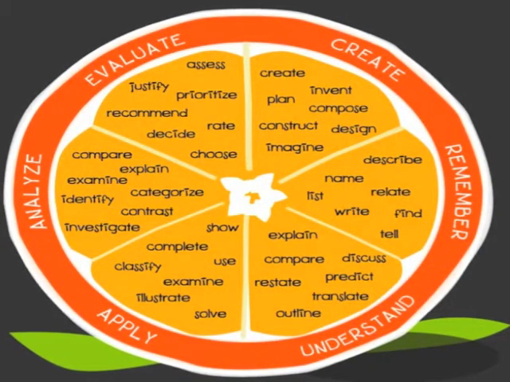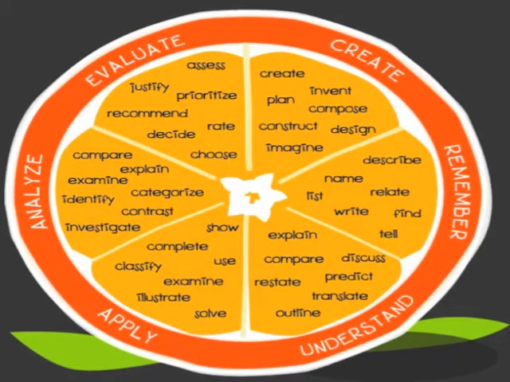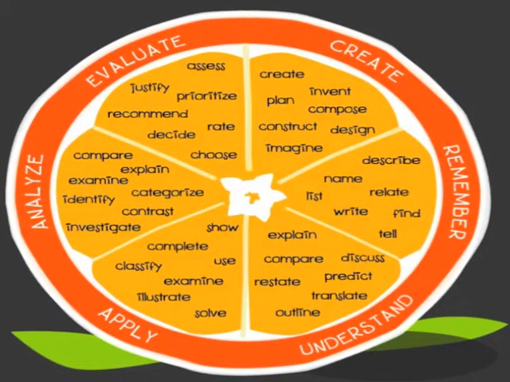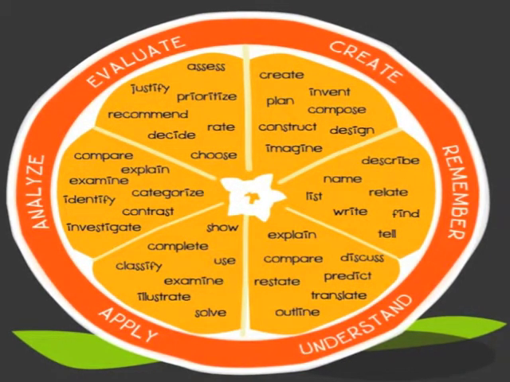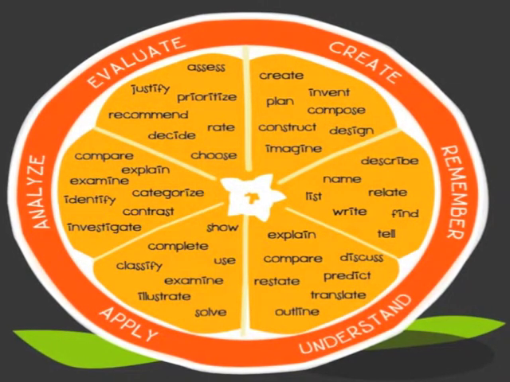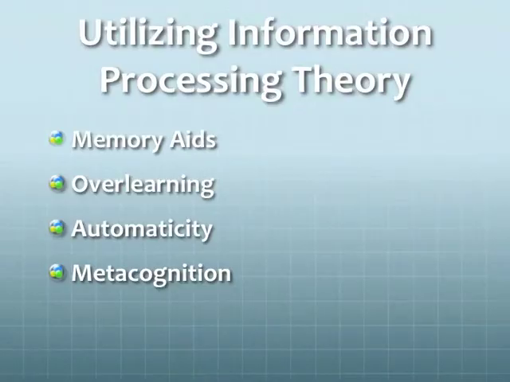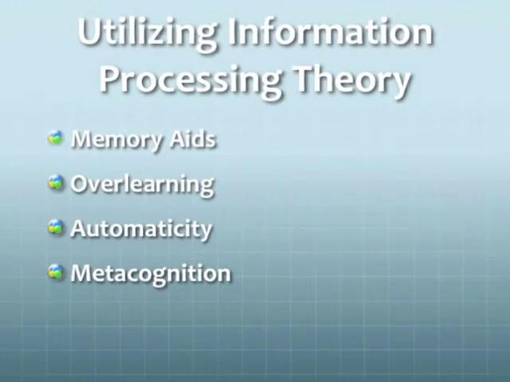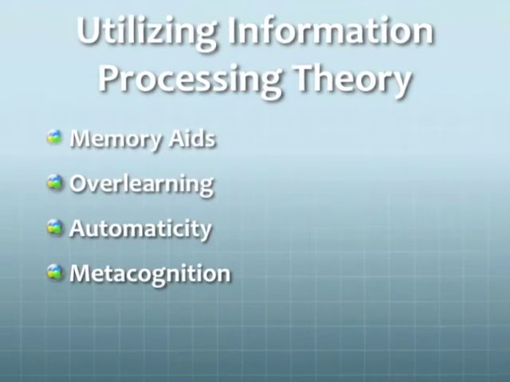We don't want our students just to be able to know things from kindergarten and only in the kindergarten classroom, or only in third grade, or only in eighth grade. We want them to be able to build on that information and use it throughout their lives. So analyze, evaluate, create helps students to more effectively process information and then be able to retrieve it from long-term memory. So some more ways that you can use information processing theory are through memory aids, overlearning, automaticity, and metacognition.